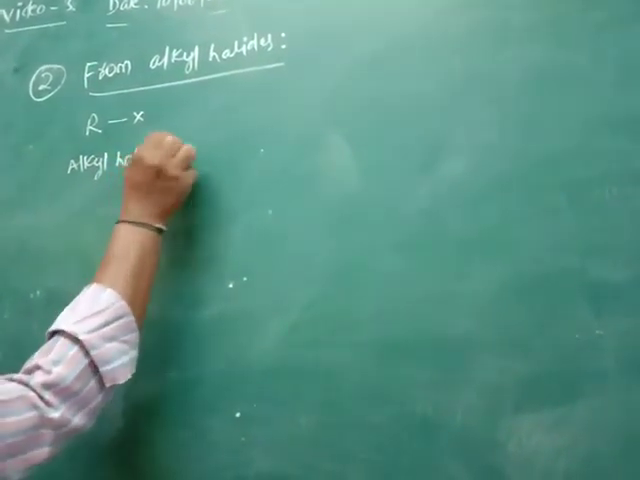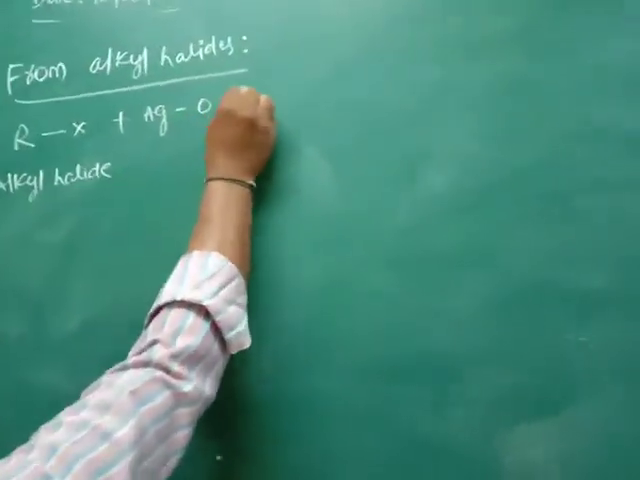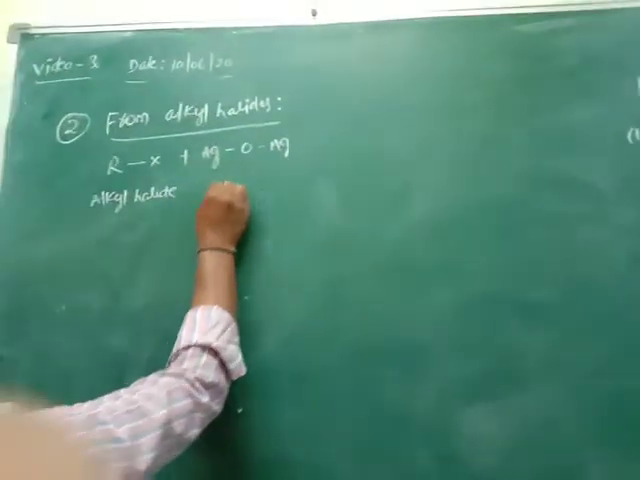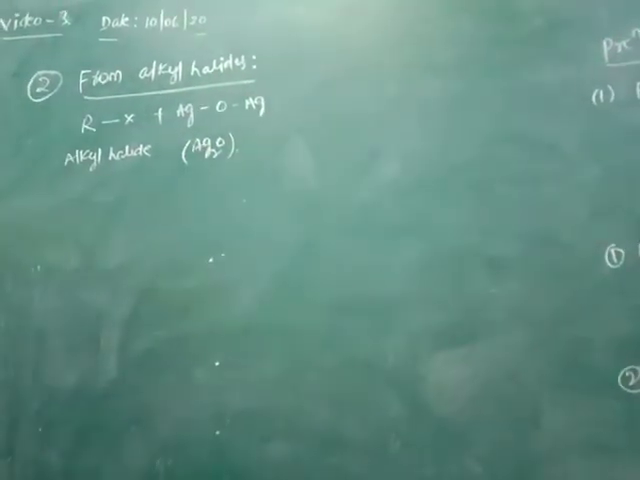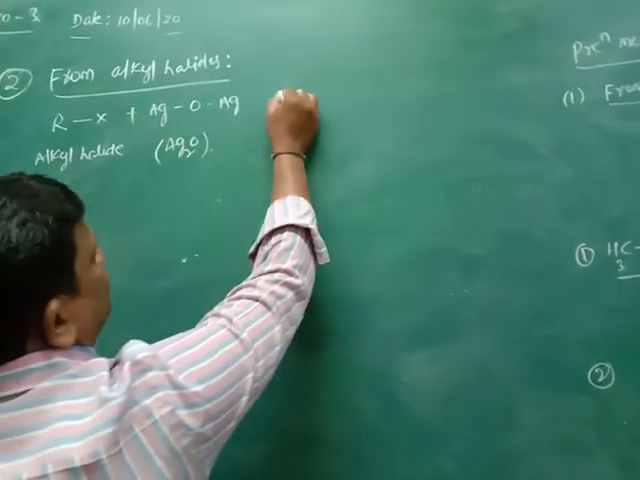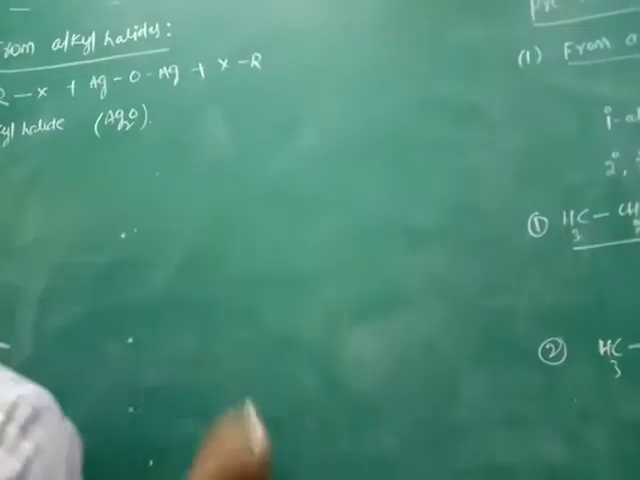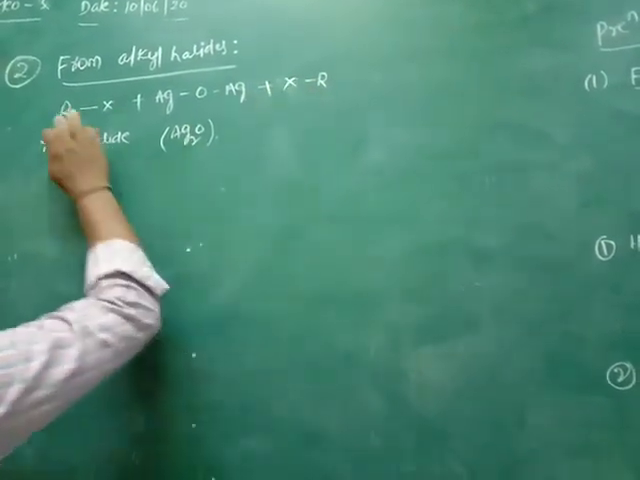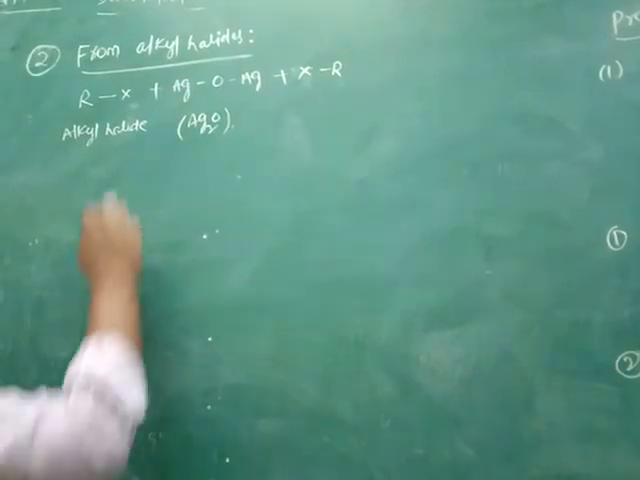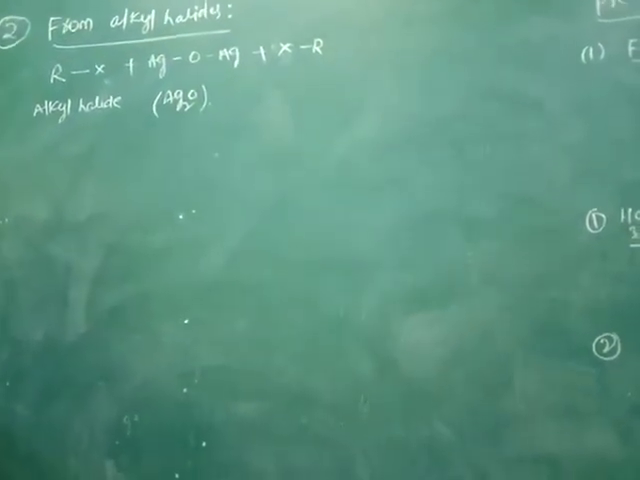It is 1 mole of Ag2O, silver oxide, plus another mole of the alkyl halide, RX. Alkyl halides are treated with silver oxide.